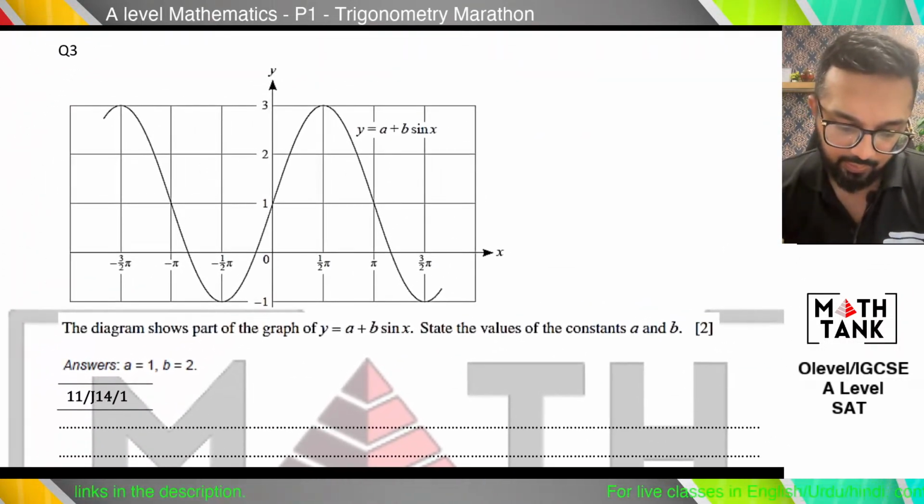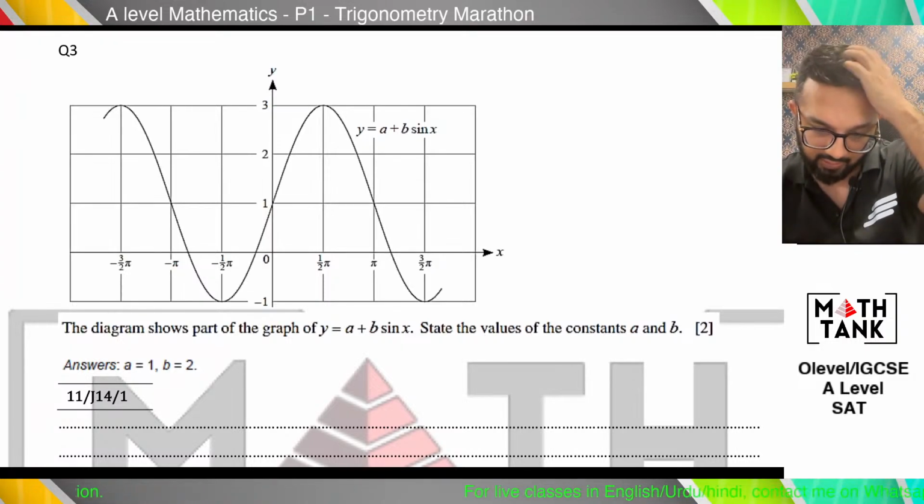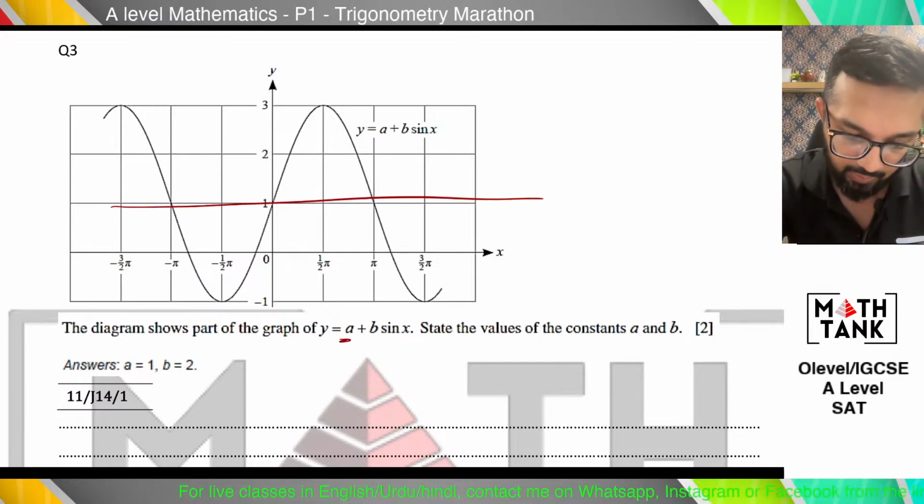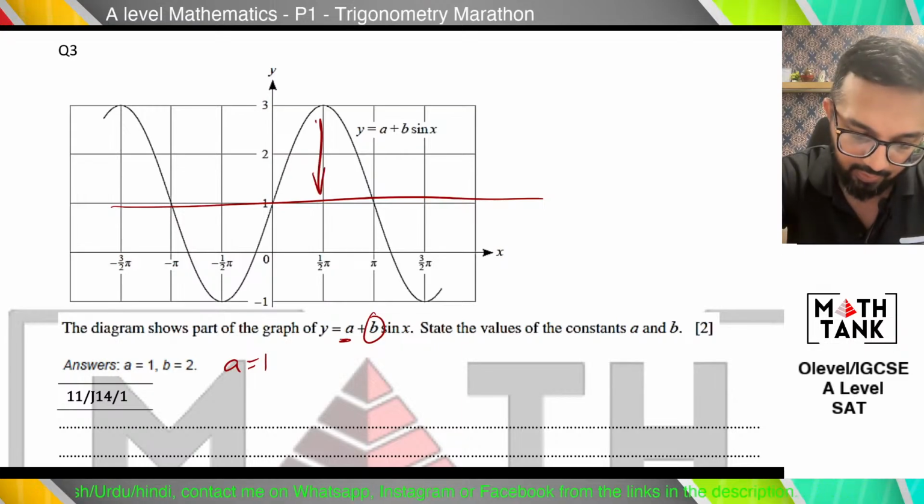Okay, let's look at the next one. It says y equals a plus b sine x. Take the values of a and b. So a is the axis here, so a is 1, and b is the amplitude.